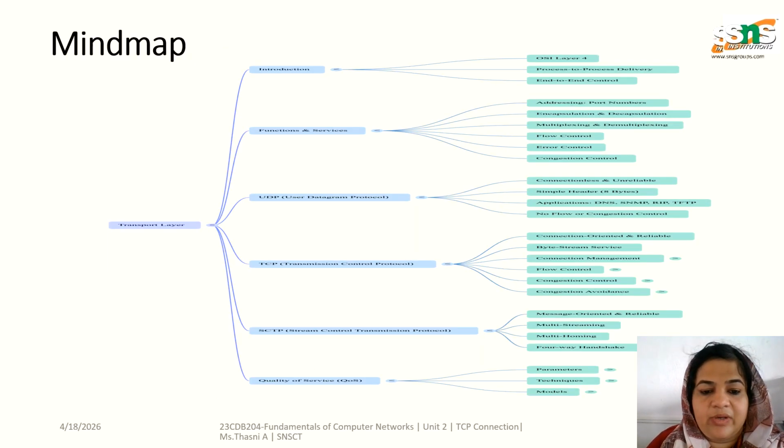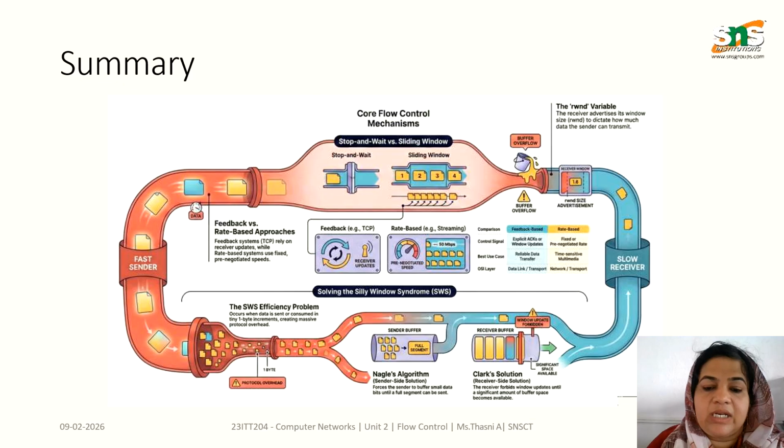This is a mind map from TCP. This is the complete flow control mechanism of the transport layer, where we have the stop and wait, which we have seen before.